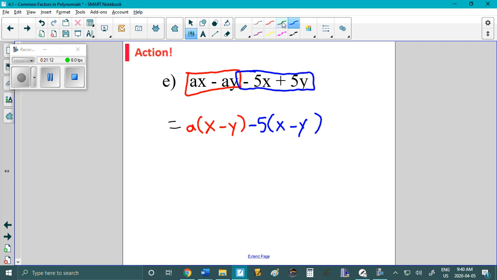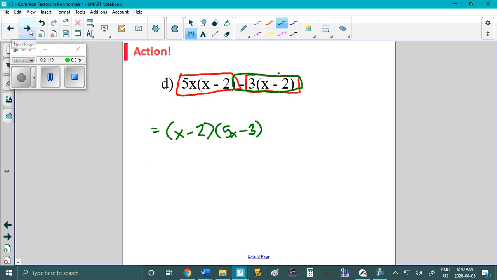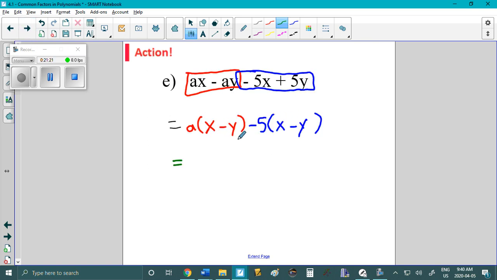Now, you might think you're done, but you're not. What I encourage you to do now is look at this, consider the previous example, and see if you can finish this one. If you're going to try it without me, pause it now. All right, so I look at this. I now have two huge terms. What do they have in common? Well, they both have an x minus y. So I take an x minus y out of both. And if I take x minus y out of the first term, I'm left with a. If I take x minus y out of the second term, I'm left with minus 5. And now I am done.